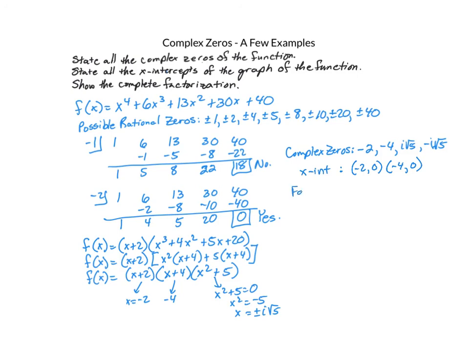And our complete factorization would be f of x equals x plus 2 times x plus 4 times x minus i square root of 5 times x minus -i square root of 5, which is x plus i square root of 5. And I'm looking at the coefficient here. It's a 1. And if I multiply x times x times x times x, that would be a 1x to the 4th, just like we needed. So this one is done.